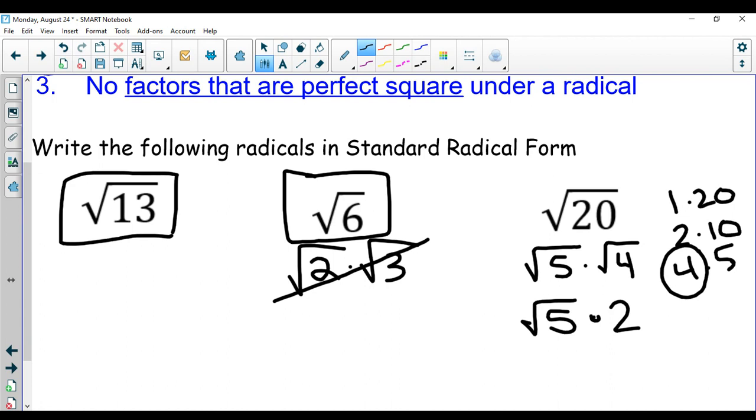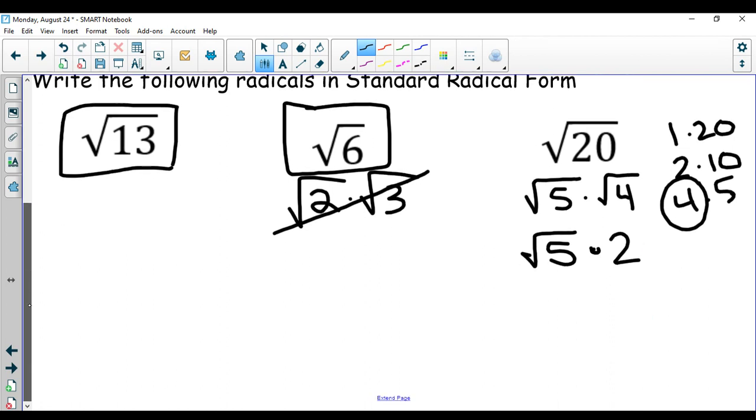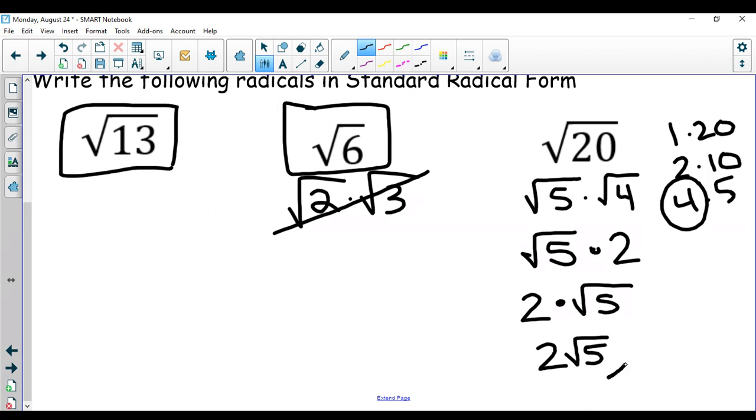And this is an awkward way to leave your answer. So the number that's outside the radical goes in the front, and the square root number goes second, and you will usually never see the multiplication dot, but you've got to know what it means. When you see it written like this, it means to do 2 times the square root of 5.